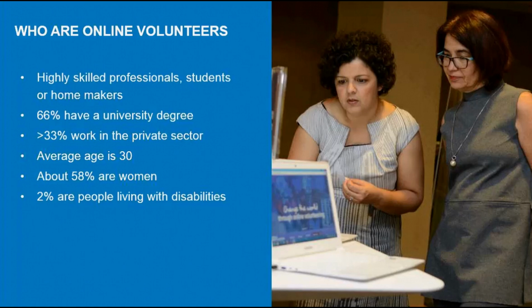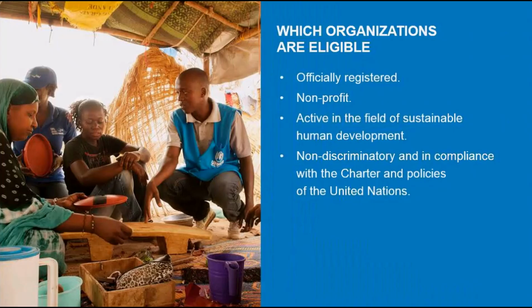So who can use the online volunteering service? There are 4 criteria. You have to be officially registered, you have to be a non-profit, you have to work towards sustainable development, and you have to be inclusive. You can also promote the service to your network and to public institutions around you, and they need to fulfill these 4 criteria. And then they are also eligible to use the service and make use of the capacity we provide.